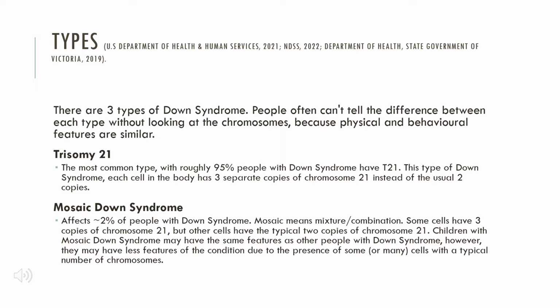Mosaic Down syndrome affects approximately 2% of people with Down syndrome. Mosaic means mixture or combination. Some cells have 3 copies of chromosome 21, but other cells have the typical 2 copies of chromosome 21. Children with mosaic Down syndrome may have the same features as other people with Down syndrome. However, they may have fewer features of the condition due to the presence of some or many cells with the typical number of chromosomes.